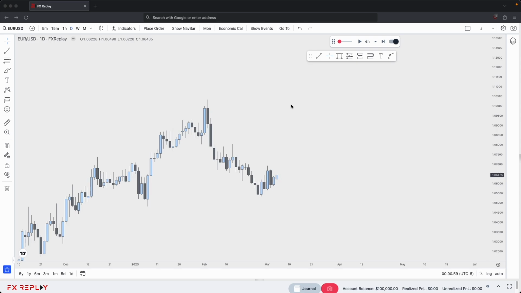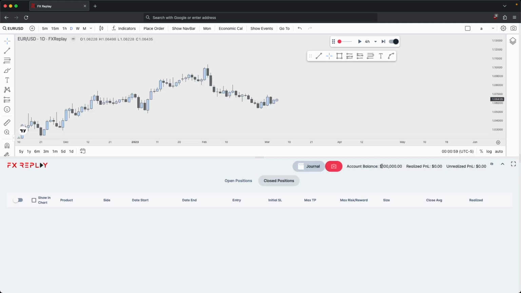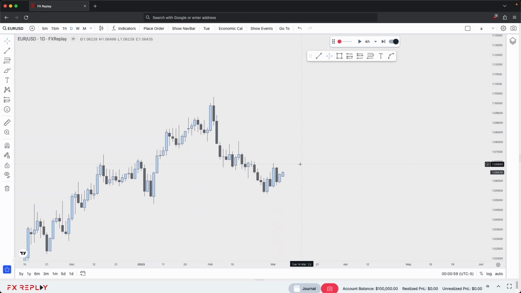There is a lot of space for refinements in this model, so if you guys do refine this, let me know how you did it in the comments. Alright guys, I will now demonstrate this very simple trading model using FX Replay, which is a backtesting software that allows you to enter real positions. So here, I set my account balance to 100,000. We'll be risking 1% per trade, and let's see how it goes.